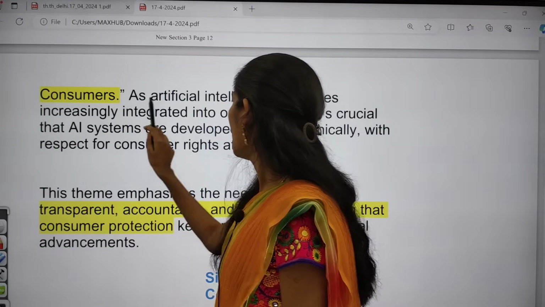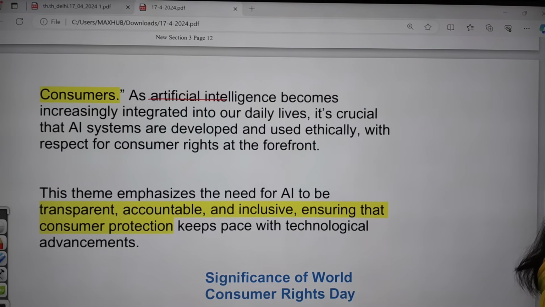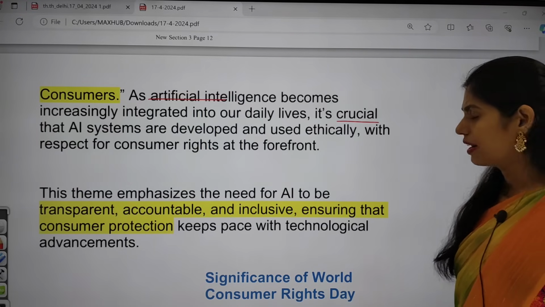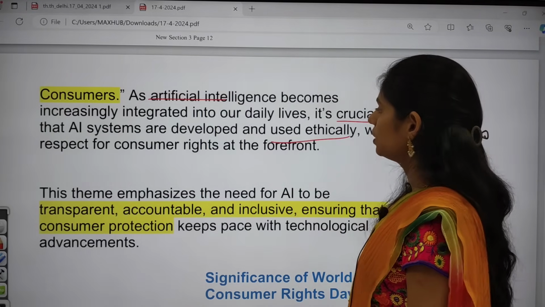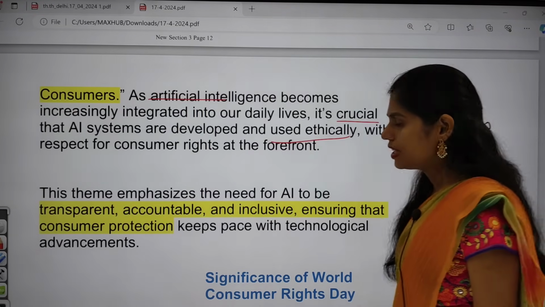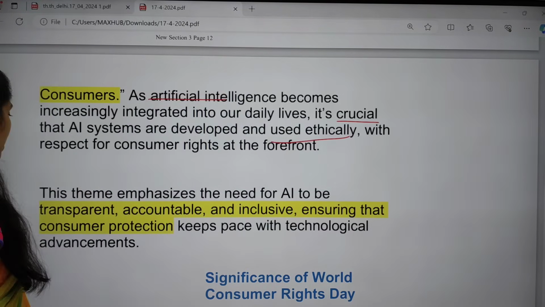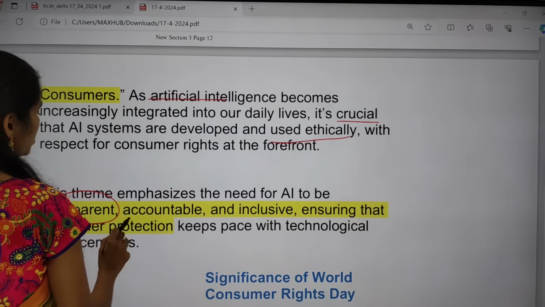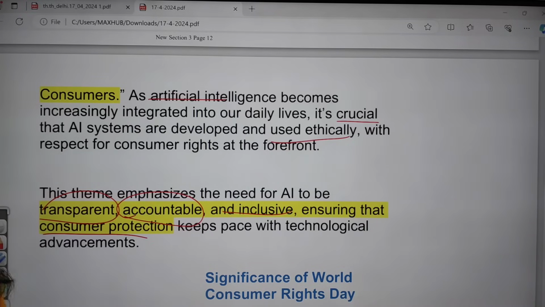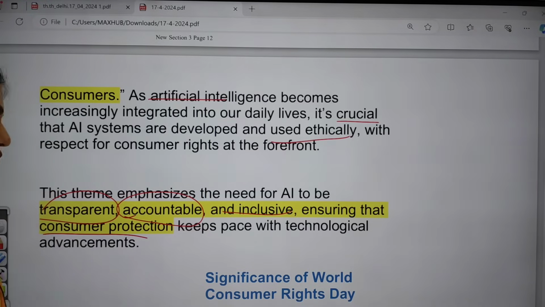As artificial intelligence is becoming increasingly integrated into our daily lives, it is very crucial that AI systems are developed and used ethically, with respect for consumer rights at the forefront. This year's theme also emphasizes one more thing: we need artificial intelligence to be transparent, accountable, inclusive, and also ensure consumer protection even with technological advancements. So these are some important features that we have to focus on.